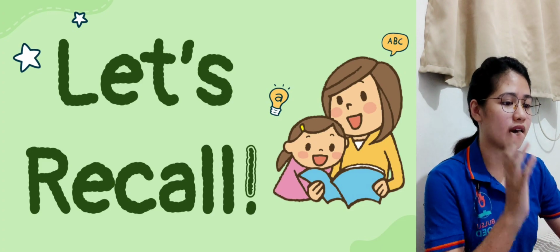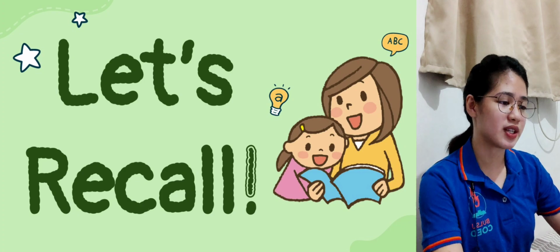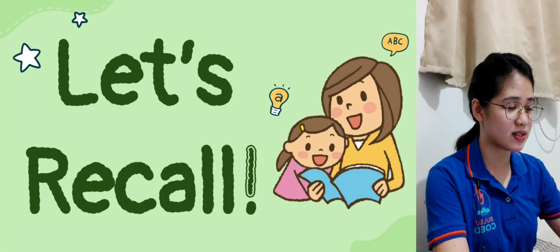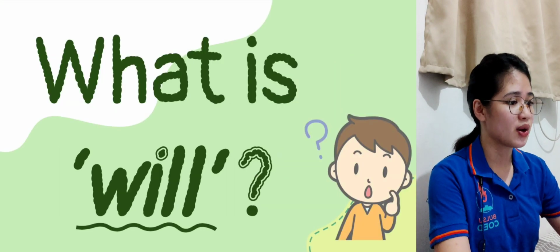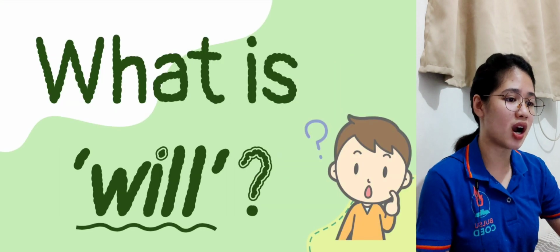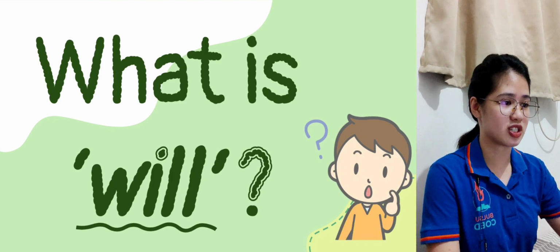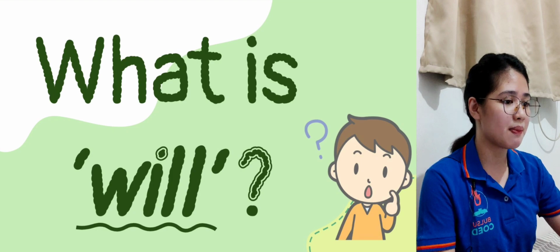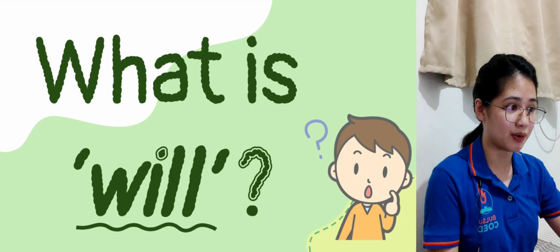Good. But for today's class, you will learn the easiest way to talk about the future in English, and that is by using the word will. When we use the word will, we are, in fact, using the simple future tense. So what do we mean when we talk about the future? We talk about anything that happens after now.